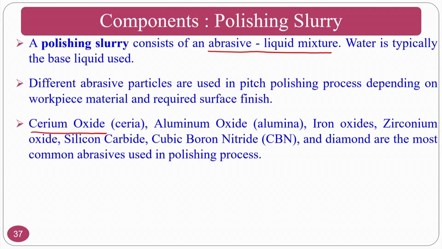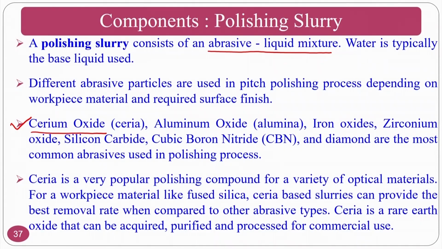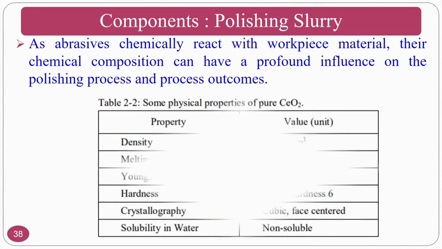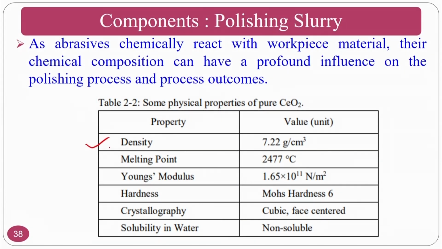But commonly for lens polishing applications, people will use cerium oxide, which is nothing but ceria, and ceria is a very popular polishing compound for a variety of optical materials. You can see the properties of this ceria here: the density, melting point, Young's modulus, hardness, crystallography, and solubility in water. It is an insoluble one, and it has better properties for lens polishing or glass polishing applications.